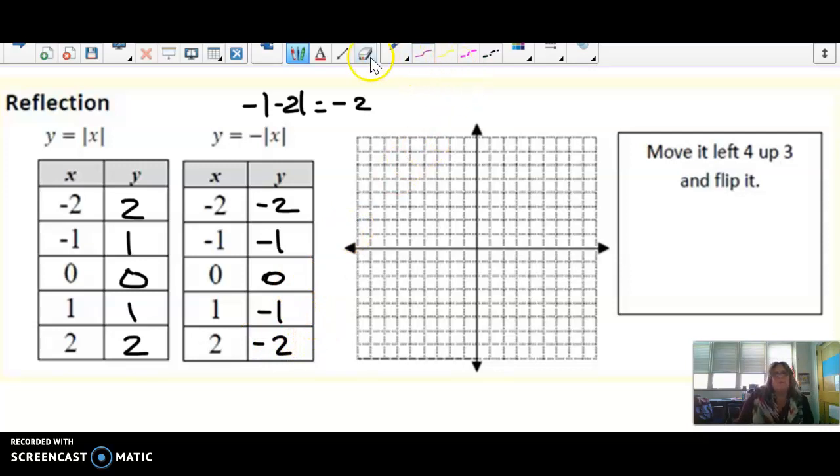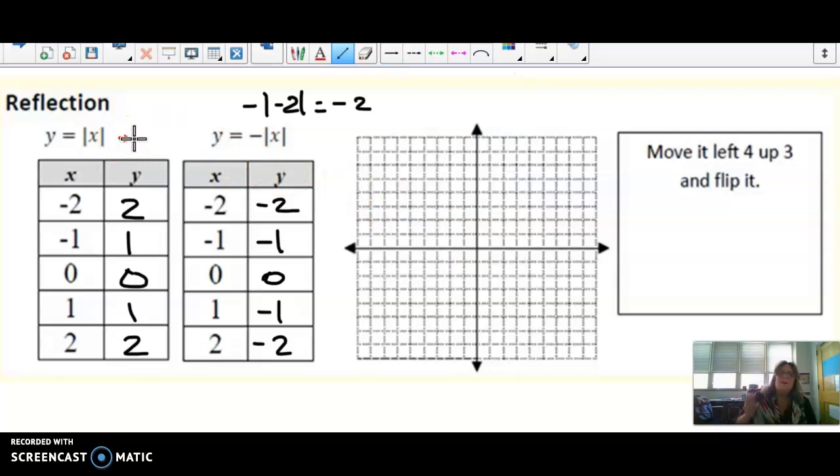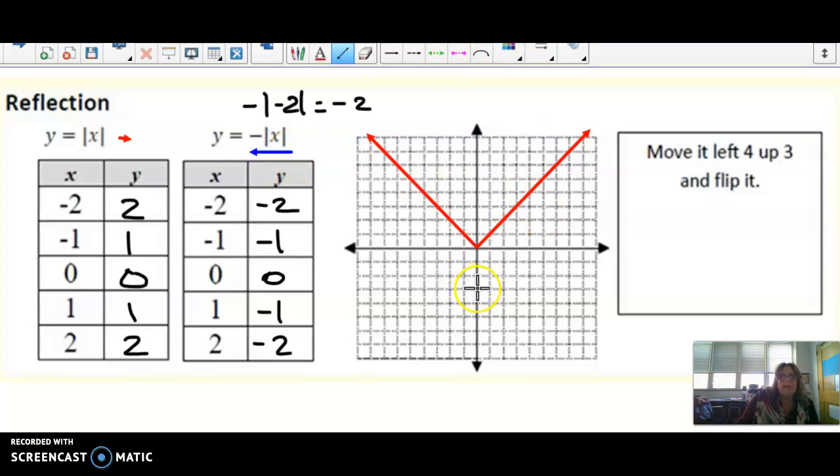Okay, so if we graph our original absolute value problem, let's graph that in red. So I'll put a little red arrow there. If I do that, then we're going to look something like this graph. Okay, if we do the second one in blue, then we're going to have negative 2, negative 2. It's going to be flipped across our x-axis. It's going to be the mirror image. It's just flipped across that axis.